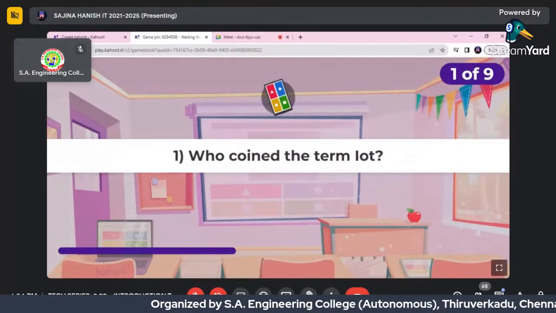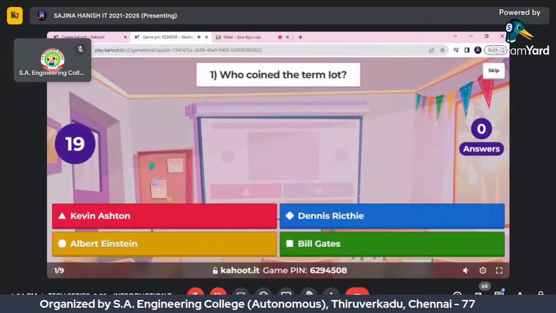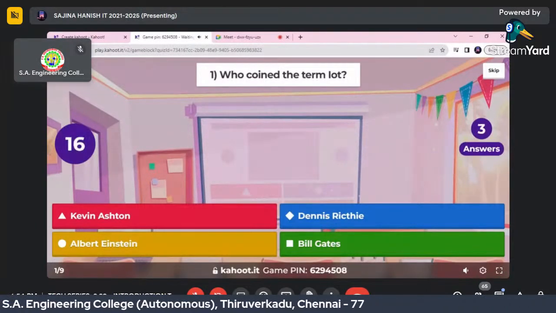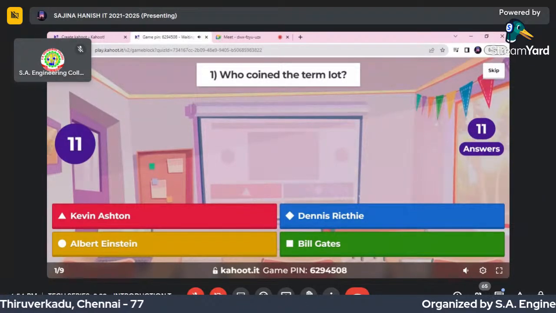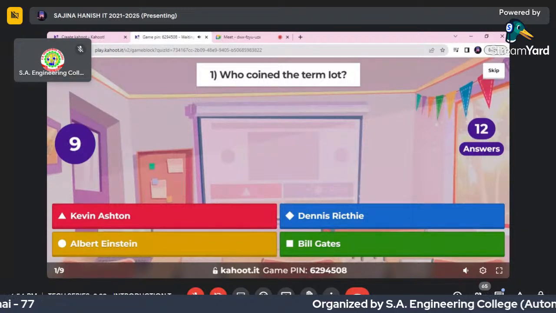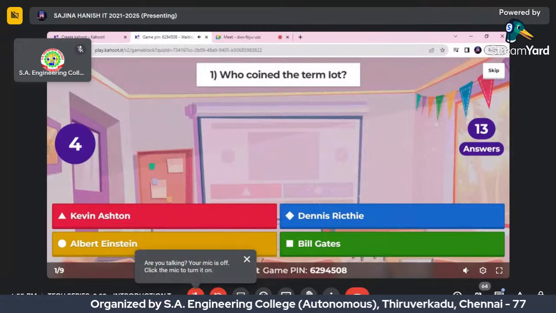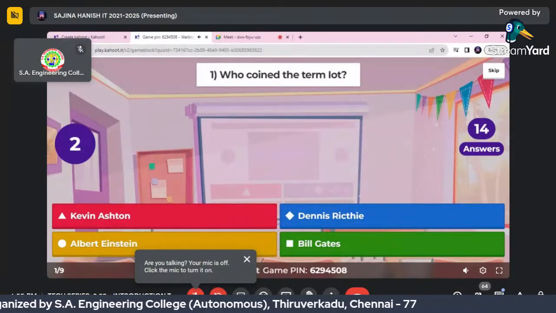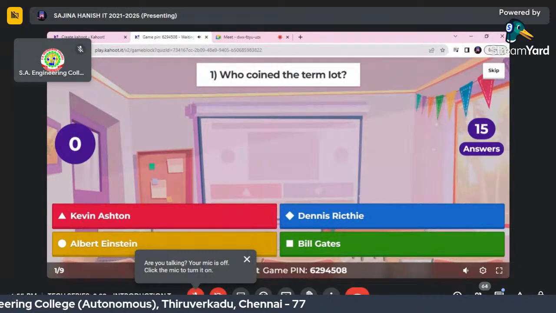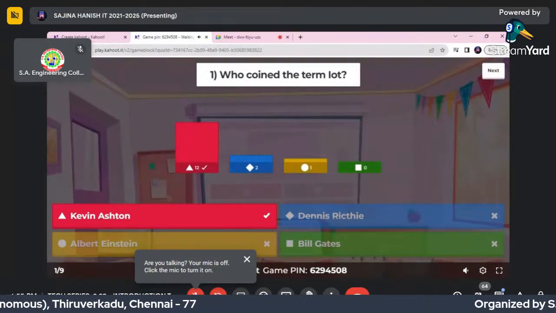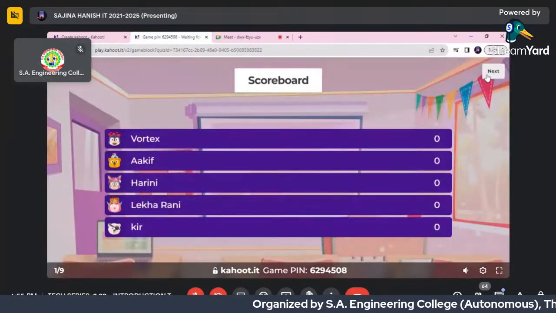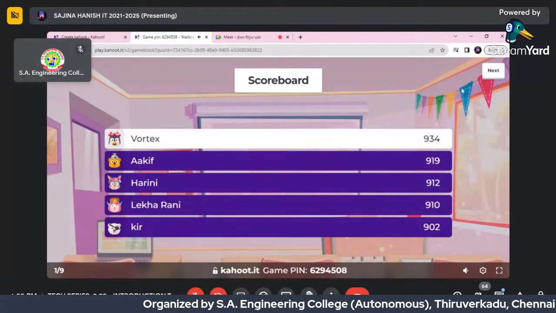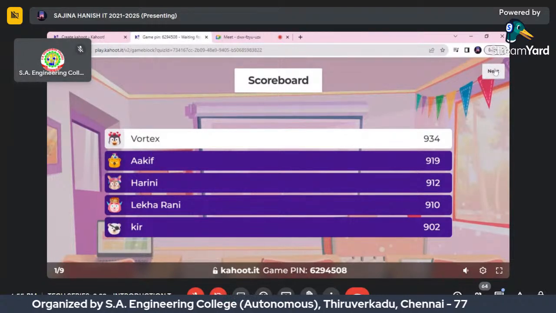The first question: who coined the term IoT? Kevin Ashton, Dennis Ritchie, Albert Einstein, Bill Gates. I repeat the question again: who coined the term IoT? No right answers, okay. We have Vortex in the first place.